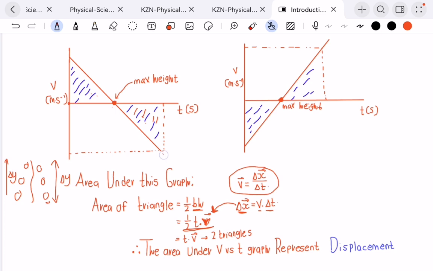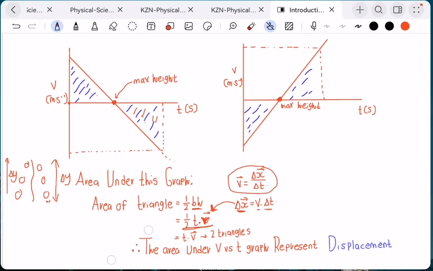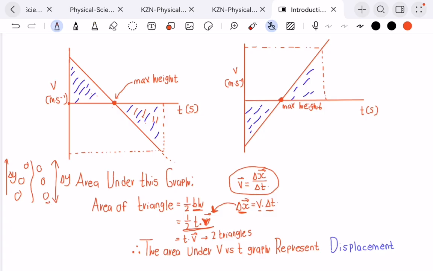But if these triangles become bigger, this means that the displacement is now bigger, meaning that this ball may just as well have gone down like this. It actually didn't end where it started, because now our displacement is greater. So we will see this graph continuing like this, which indicates this area is greater than this area, meaning this displacement is greater than that displacement.